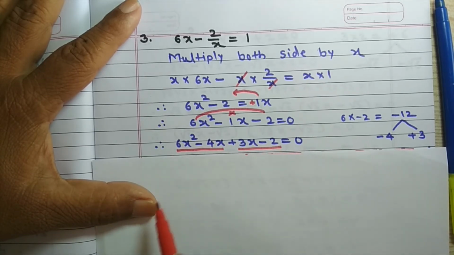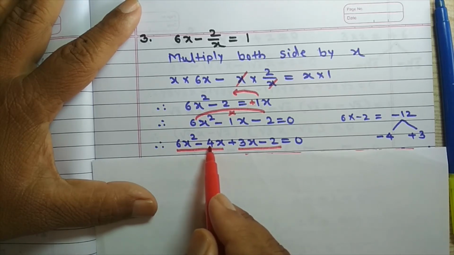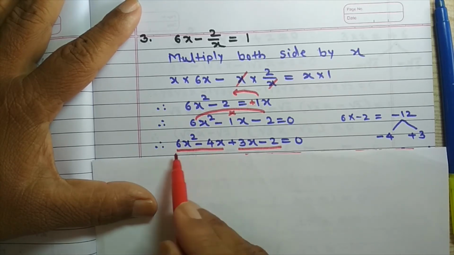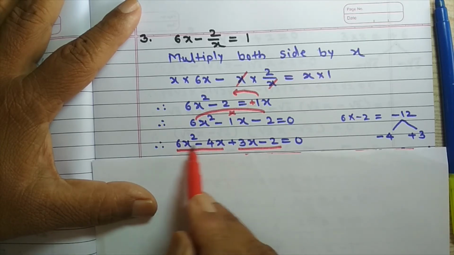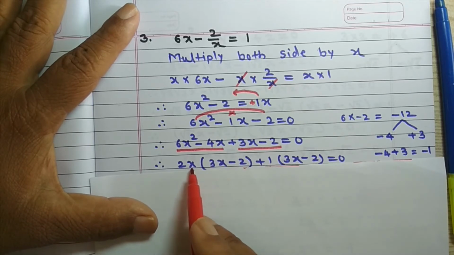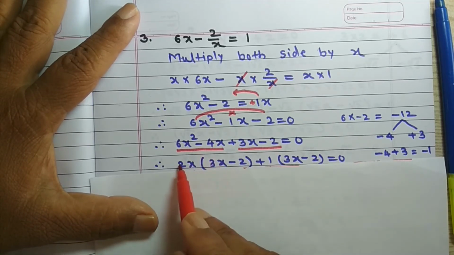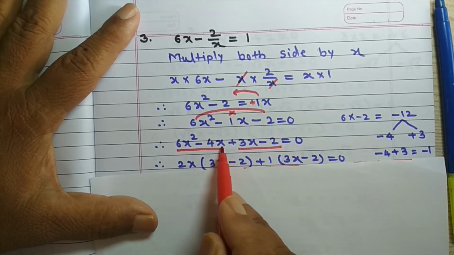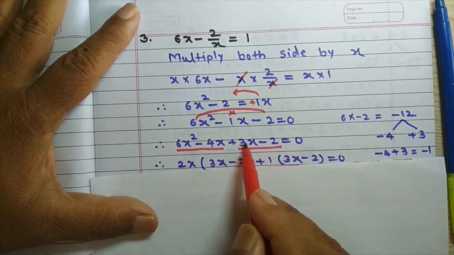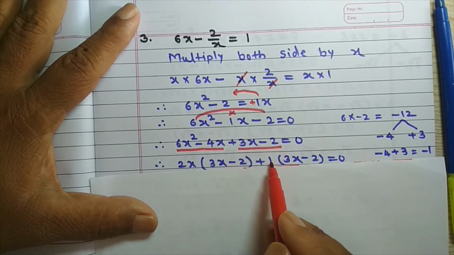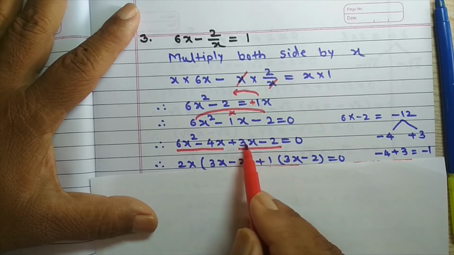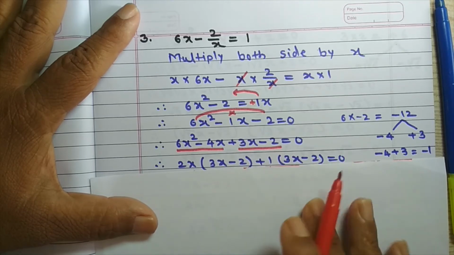See here, what is common? 6? No. 4? No. But 2 is common because 6 and 4 are divisible by 2. Therefore, 2x is common, so we take 2x common here. 2 threes are 6, therefore 3x. 2 twos are 4, x is taken common here. Plus 3x minus 2: no common, therefore we take plus 1 as the common factor. Plus 1 in the bracket, 3x minus 2 is equal to 0.